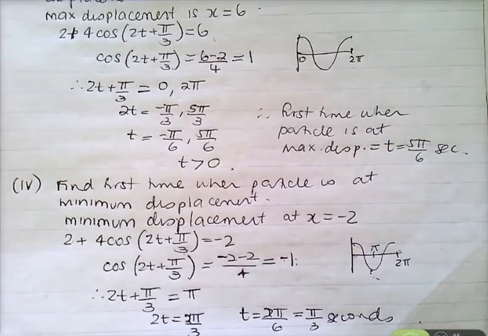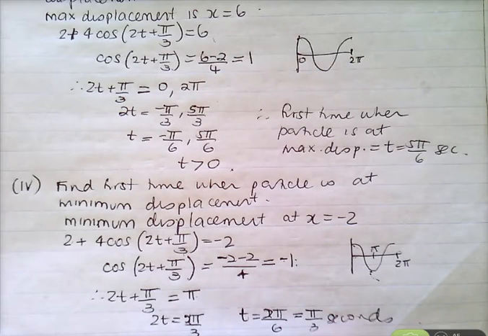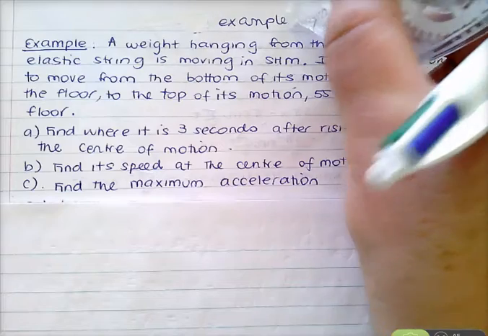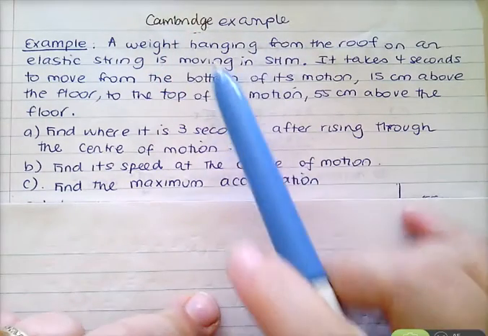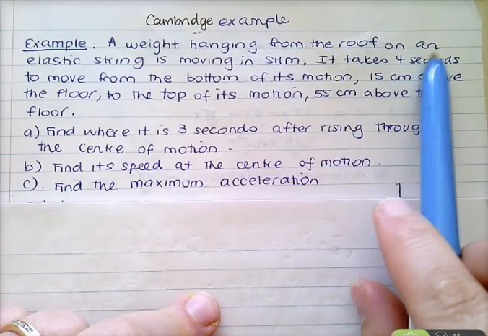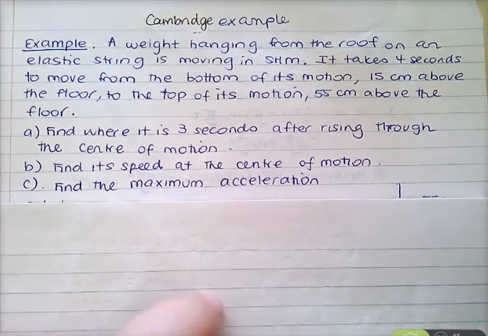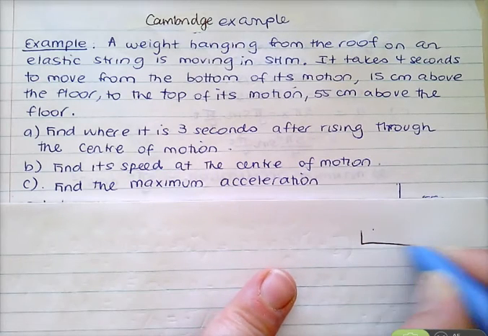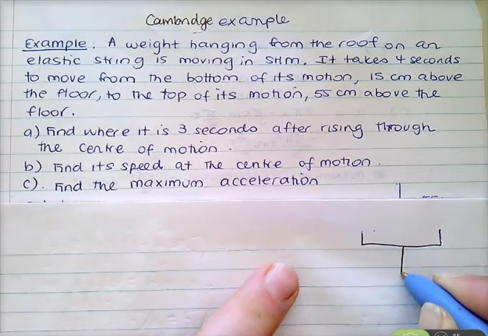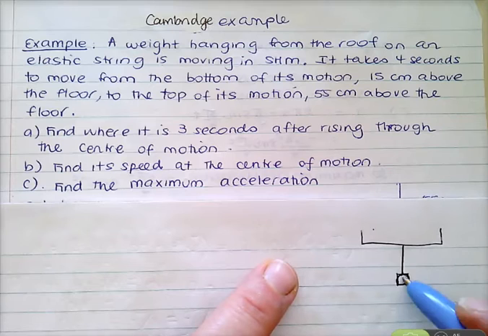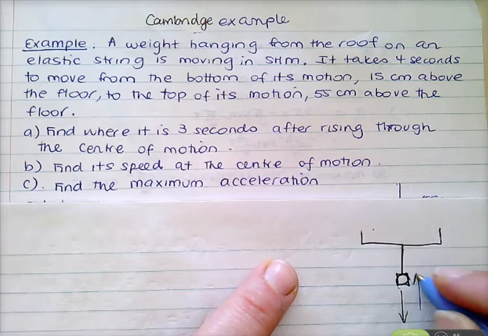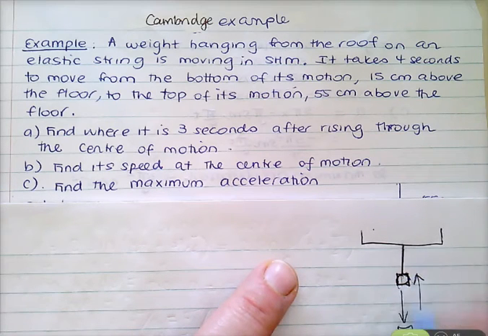What I'm going to do now is a worded problem, and we're going to draw our graph from that. It's just an example from Cambridge. It says, a weight hanging from the roof on an elastic string is moving in simple harmonic motion. So here's the roof, there's the string, and a weight is hanging off it. Because this is an elastic string, that weight will go up, down, and up. It'll move from there, down there, back up, etc.